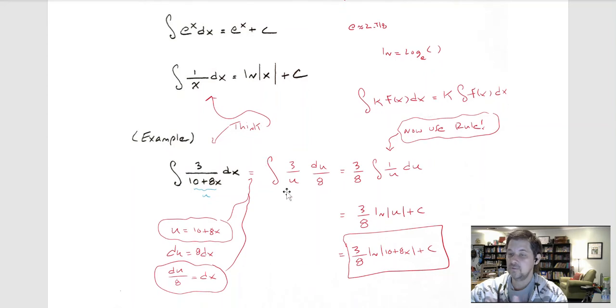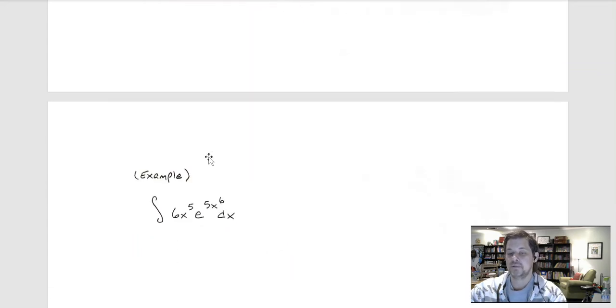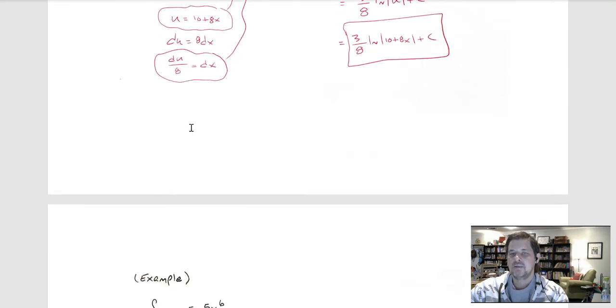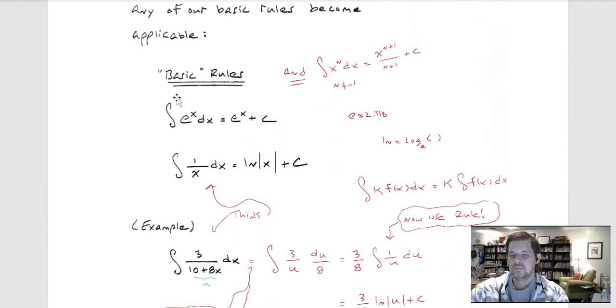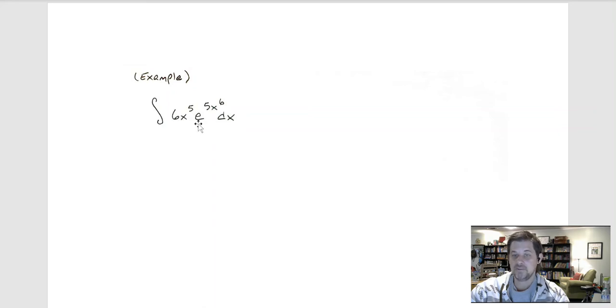Okay, so let's see a few variations on this where either one of these rules could become applicable. All right, so what about this one? So this one, like for sure, looks more complicated than our rules would allow for. I mean, I've got a rule for e to the x and a rule for 1 over x, and this has way too much stuff in it. 6x to the 5th power times e to the power 5x to the 6th. So that's not going to work the way it is, but I'm thinking if I make the substitution correctly, then I can use this rule.